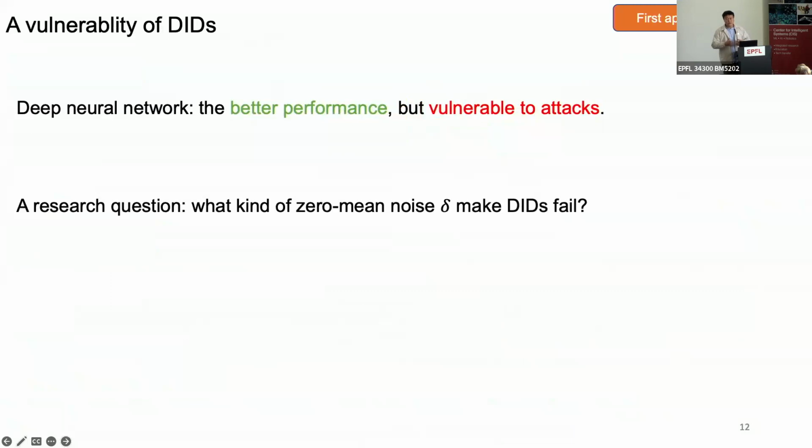However, although the deep neural network has good performance, it is vulnerable to adversarial attacks. Similarly, this also applies to the deep image denoiser. To explore this, we ask a research question. What kind of zero mean noise can make the deep image denoiser fail?